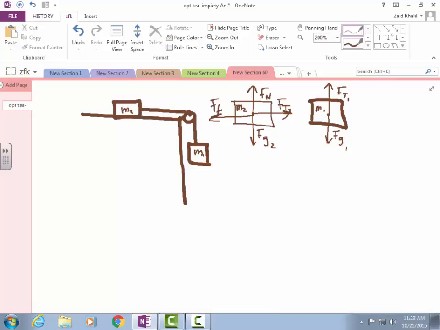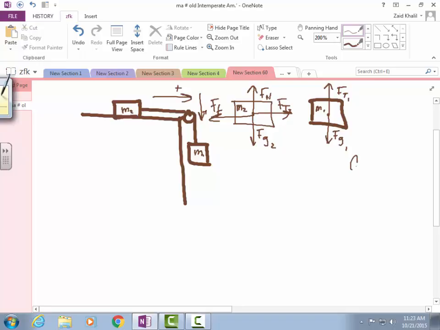So we write down Newton's set. Well, what coordinate system do you want? Down's positive, to the right's positive. Boom, positive, positive. So then what does that tell us about A1 and A2? They're both equal and positive. So A1 equals A2.